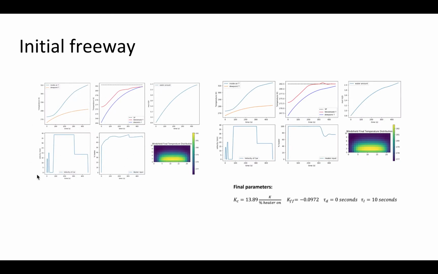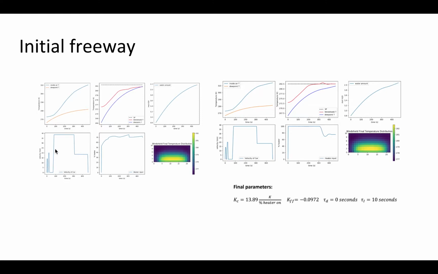Our control profiles are as follows. On the left we have our initial profiles, and on the right we have our tuned. On the top left we have our inside air temperature of the car as well as the dew point. In the middle we have the windshield temperature as well as the dew point and the set point. On the right we have the water content of the air through time.